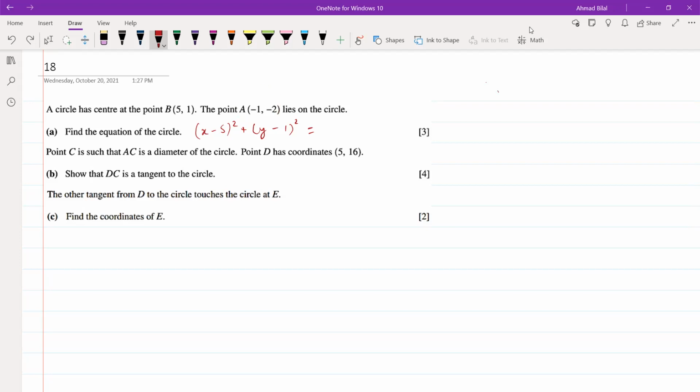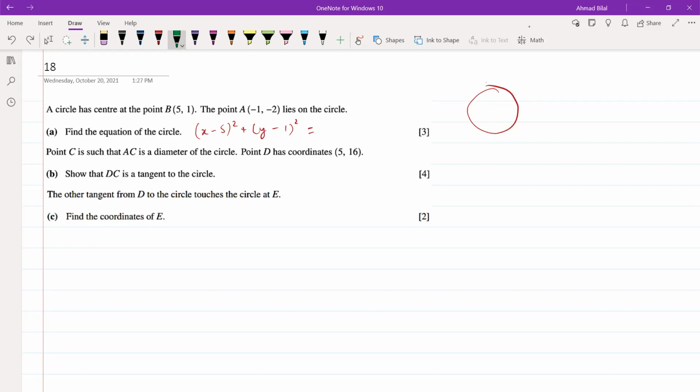Lies on the circle means it lies on the circumference. It lies on the circumference of the circle. So if this is a circle, let's assume this is a circle, point A lies on the circumference. It doesn't mean it lies anywhere inside the circle. It lies on the circumference of the circle.